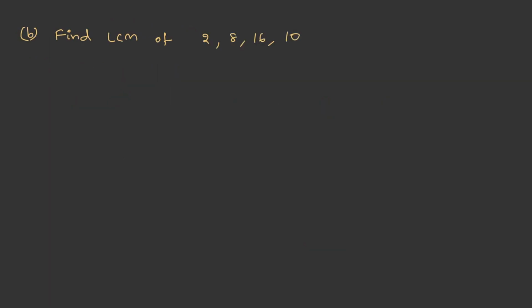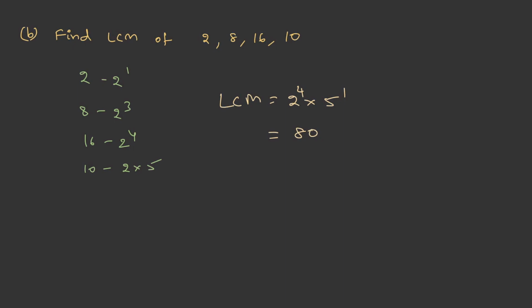Let's do one more. LCM of 2, 8, 16 and 10. So 2 is 2 power 1, 8 is 2 power 3, 16 is 2 power 4 and 10 is 2 into 5. So for LCM, here we have only 2 factors, 2 and 5. The highest power of 2 is 4 and the highest power of 5 is 1. So this is 80. That's how we calculate the LCM.